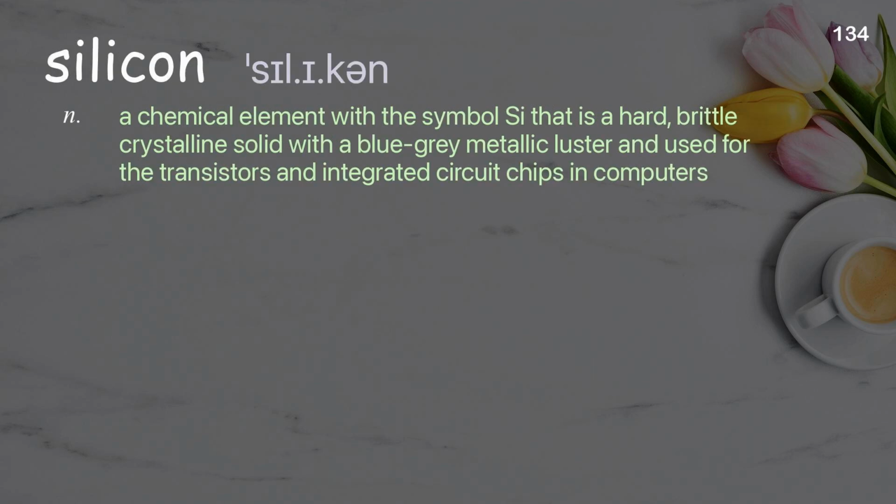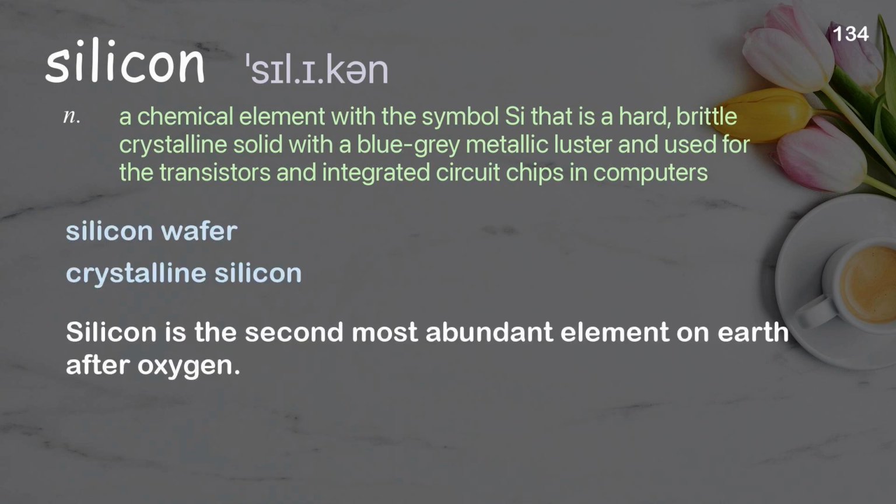Silicon. A chemical element with the symbol C that is a hard, brittle crystalline solid with a blue-gray metallic luster and used for the transistors and integrated circuit chips in computers. Examples: silicon wafer. Crystalline silicon. Silicon is the second most abundant element on Earth after oxygen.